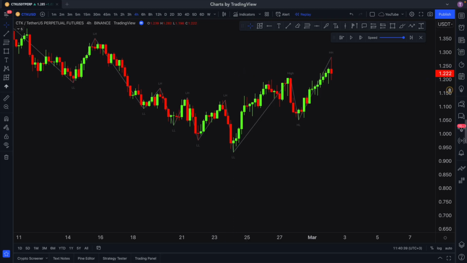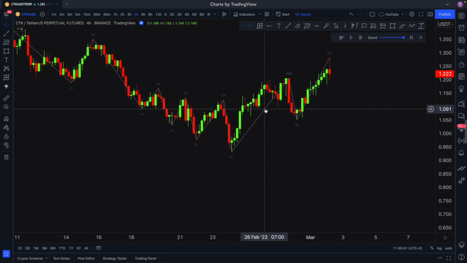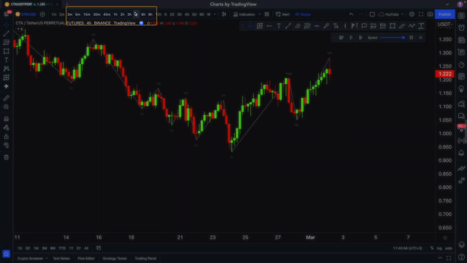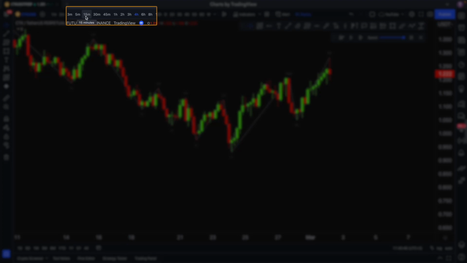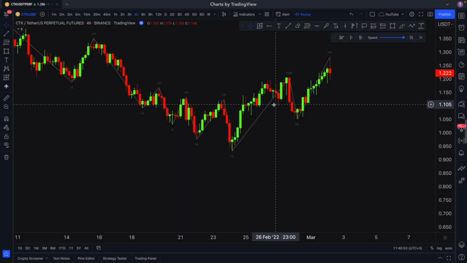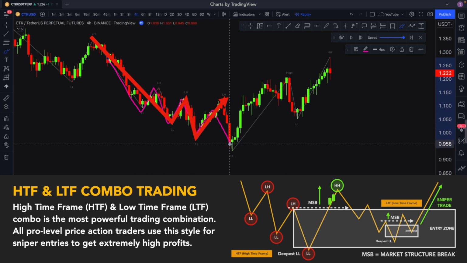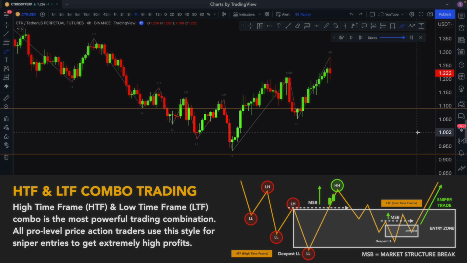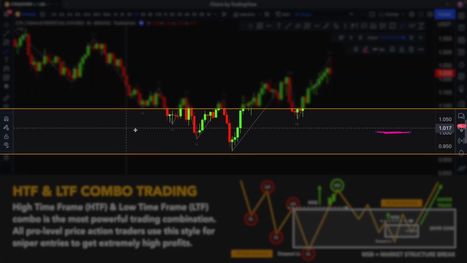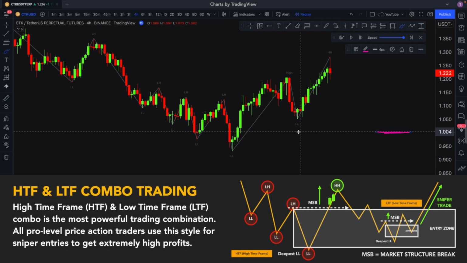Finally, let's see an example of the combination of high time frame and low time frame analysis together. We will combine 4 hours and 15 minutes time frames. As you can see, CTK-USDT is in a significant downtrend until the price hits $1. Magically, again, another round number. Let's go step by step one more time.